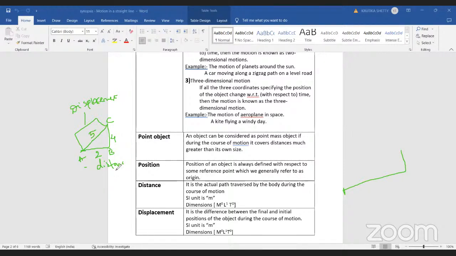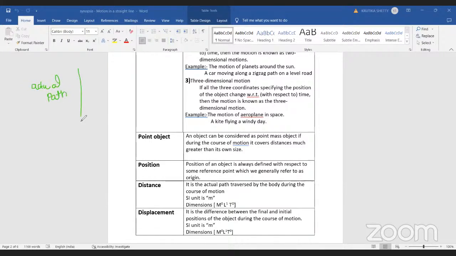So distance and displacement. Distance will be 2 plus 4, that is 6. Displacement will be 5 meter. Here we can write the difference between distance and displacement. First, the definition. Distance is the actual path length traveled by the body or actual path covered by the body.